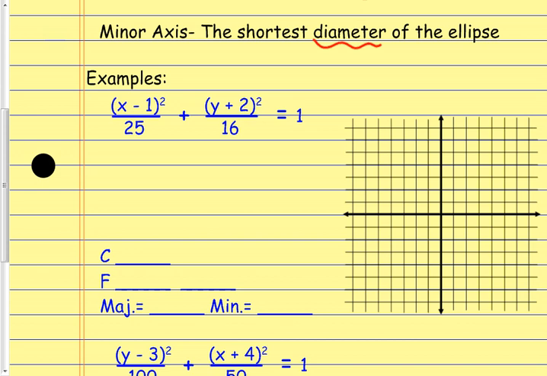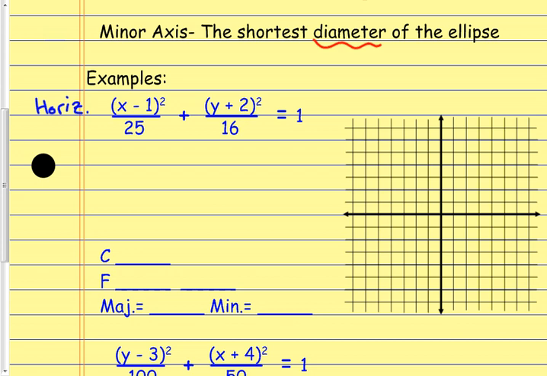So this thing is going to be horizontal. Okay? And really my major axis and the direction of my ellipse are directly tied to one another. Okay? A horizontal ellipse has a major axis that's horizontal. Okay? A vertical ellipse would have a major axis that's vertical. So now I'm just going to identify some of these things.